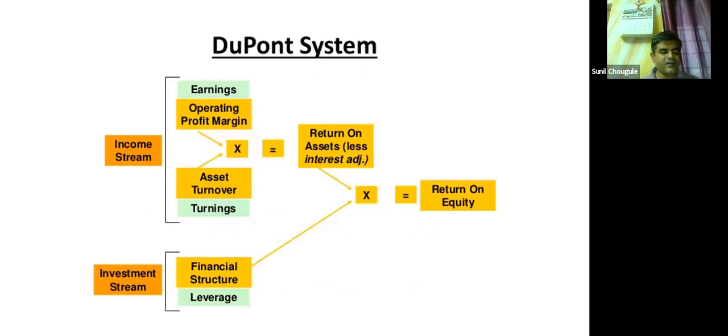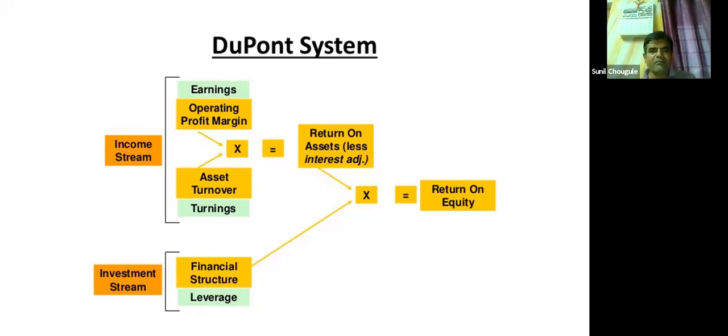Now the last slide of this topic, subtopic, DuPont system, which has the income stream, wherein earnings, turnings, and leverage, as stated in the previous slide. Earning is operating profit margin. Asset turnover is turning. This gives return on assets. Investment stream is financial structure and it equals return on equity.